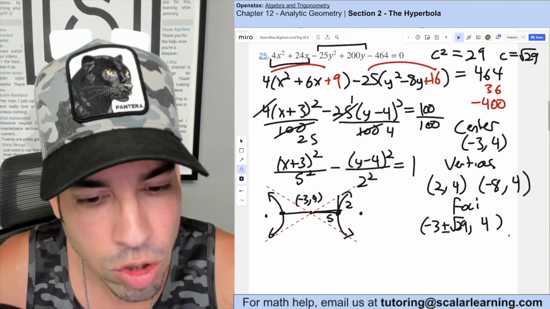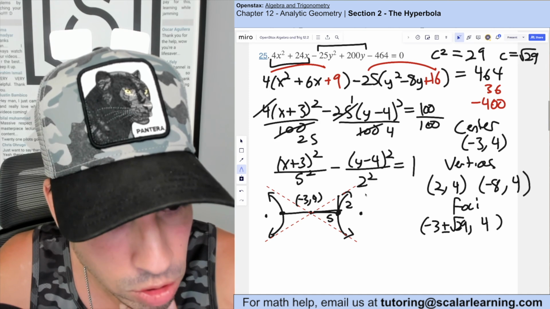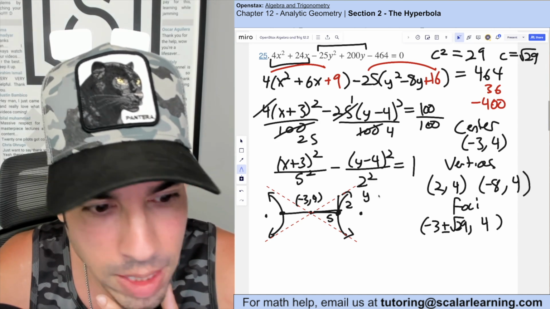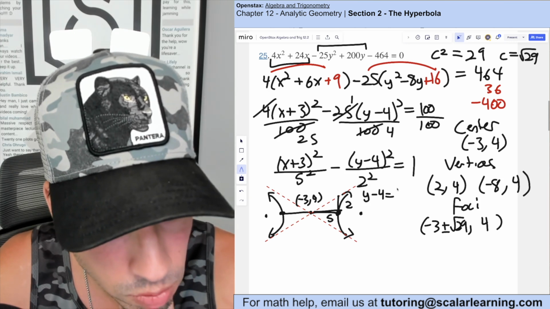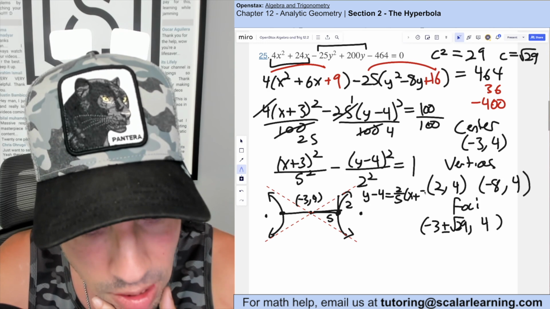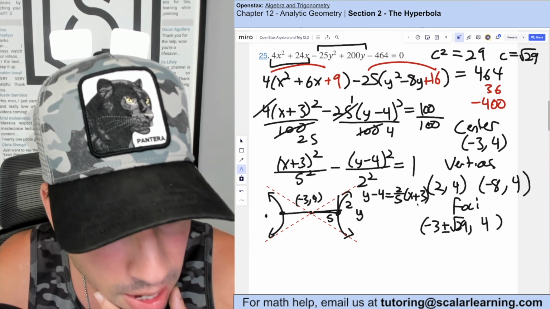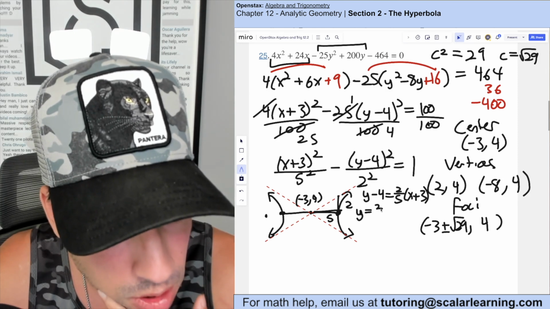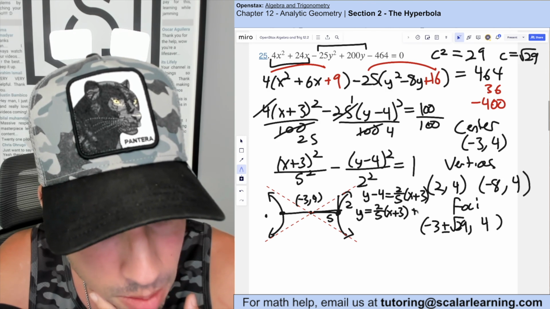Okay. So let's see if we can make some room. Let's do it right here. So we got y minus the center 4 is equal to that slope of 2/5 for the positive version, times x minus -3, which is x plus 3. And then just to get it how they have it in the back of the book, we're just going to add 4 to the other side. Y equals 2/5 times x plus 3 plus 4.